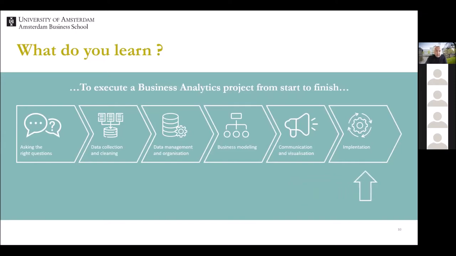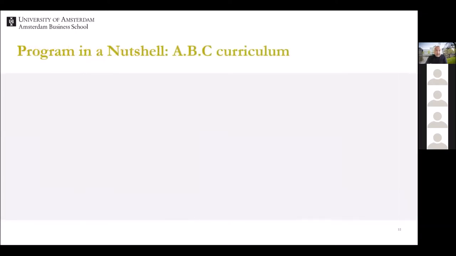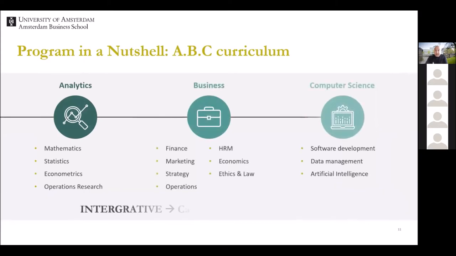How do we do that? As I said, this is a business analytics program, a bachelor's, specialized in this area. And business analytics is related to three main pillars. One is analytics, the other one is business, and the other one is computer science and programming. So this curriculum, we have developed the program in such a way, we call it an integrative ABC curriculum. A represents analytics, B represents the business component, and C represents the programming and computer science component. The courses are also balanced accordingly, in a nice way.